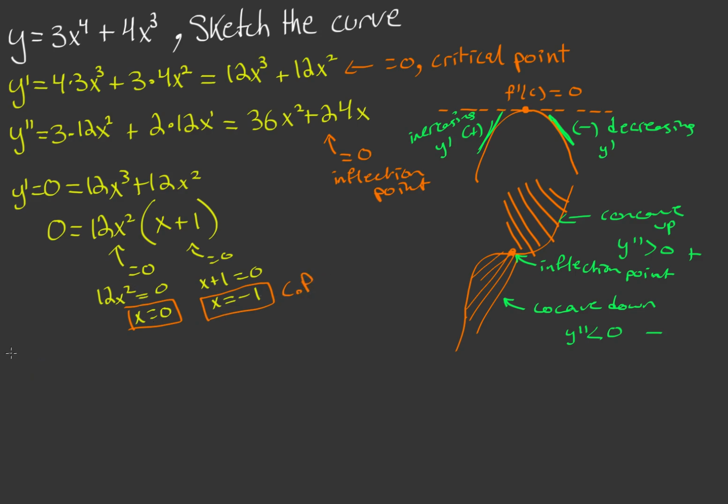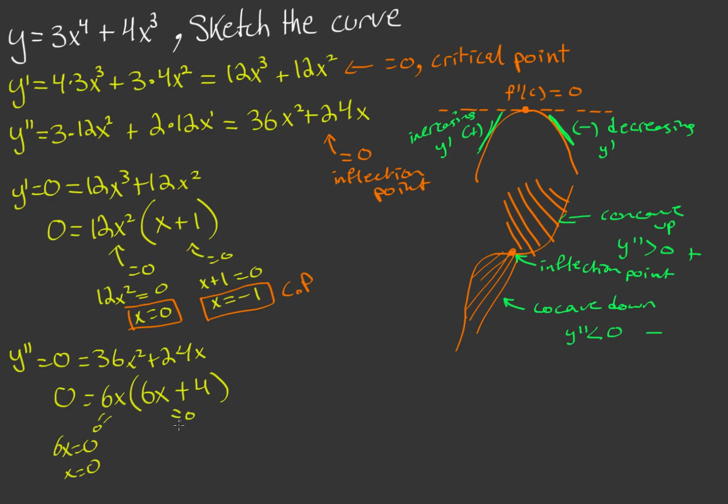Now, for y double prime equal to 0, we have 36x squared plus 24x. Let's factor this again. We can factor out a 6x, so we have 6x times, if we divide 6x from this, we get 6x, and if we divide 6x from this, we get plus 4. This is all equal to 0. When 6x equals 0, we have x equals 0, so x equals 0 is an inflection point. When 6x plus 4 equals 0, 6x equals negative 4, so x equals negative 2/3 when you simplify. So these are our inflection points.